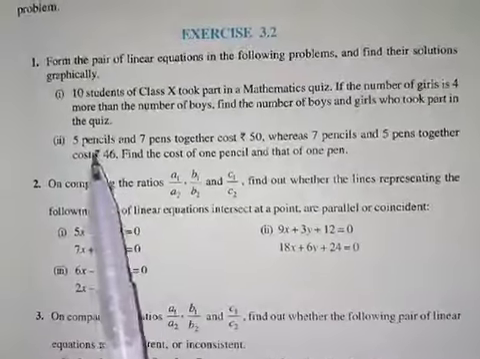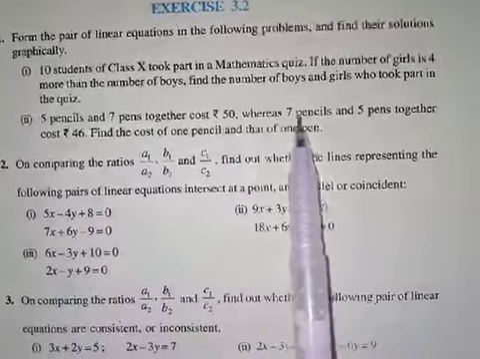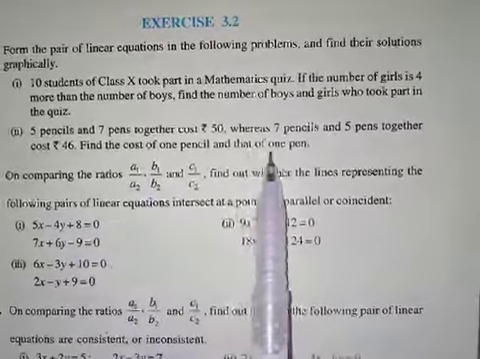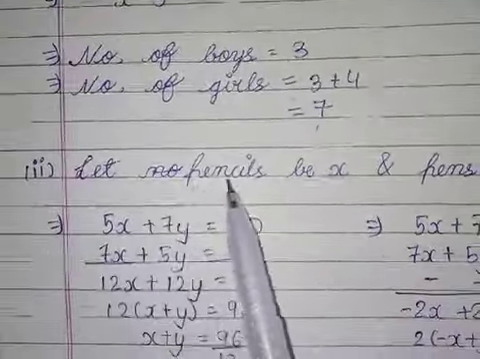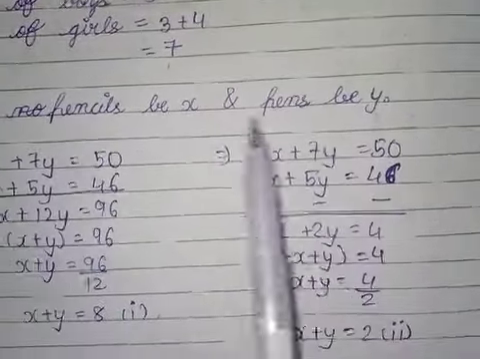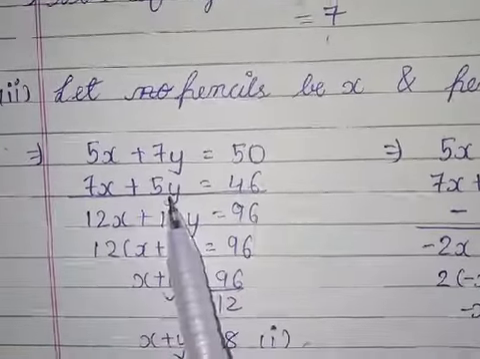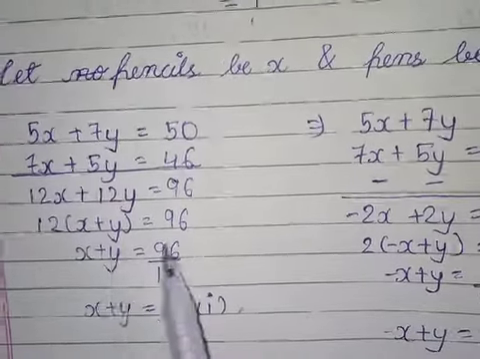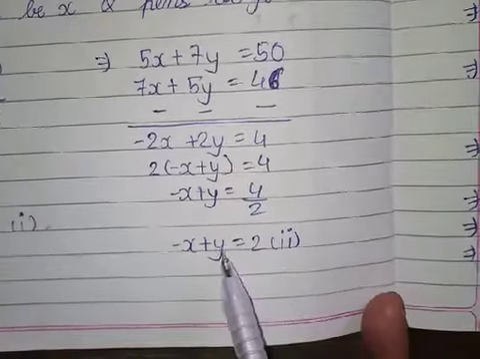Okay, second question. 5 pencils and 10 pens together cost 50 rupees, and 7 pencils and 5 pens together cost 46 rupees. Find the cost of one pencil and one pen. Suppose the cost of a pencil be x and the cost of a pen be y. So 5x plus 10y is equal to 50, and 7x plus 5y is equal to 46. If you add them, you will get x plus y is equal to 8. And if you subtract, you will get x minus y is equal to 2.